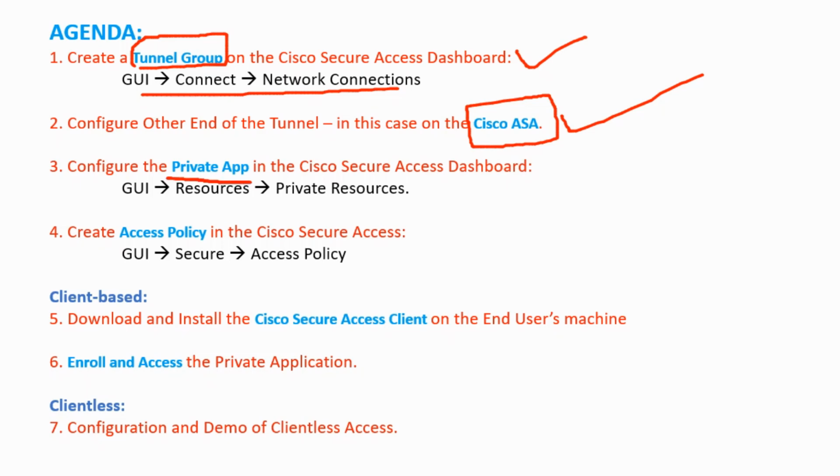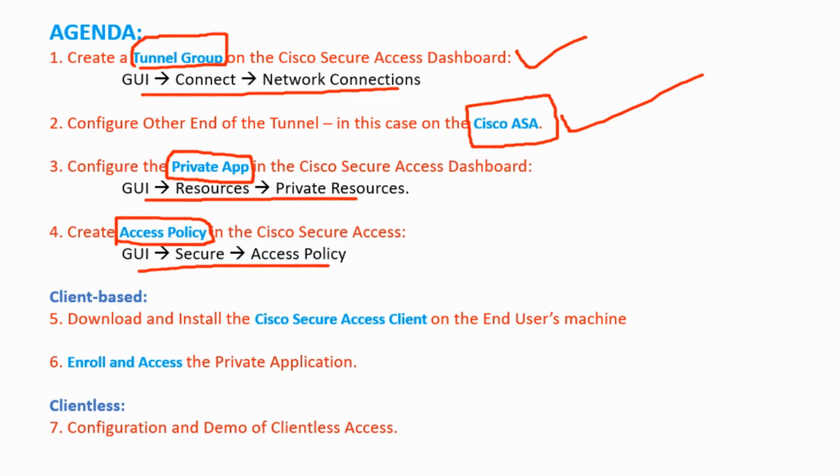Then we're going to configure the private application on the dashboard, which you can configure from here, GUI, resources, and then private resources. Then we're going to create the access policy where we allow or block access based on a number of factors. And this is where you find it on the GUI.